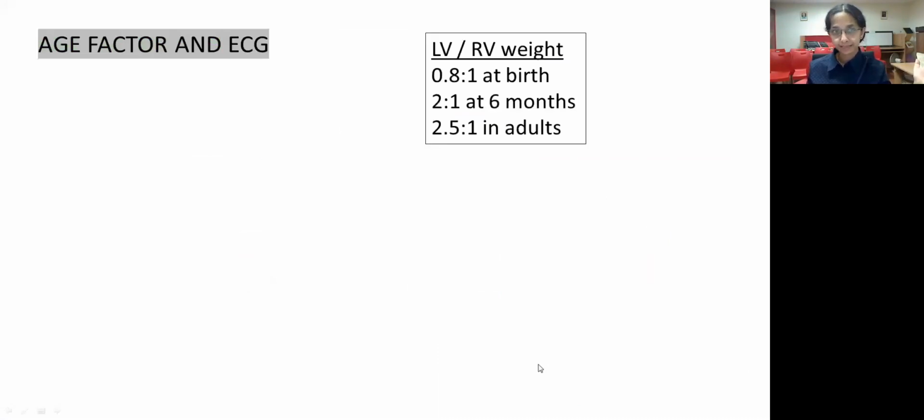Before we go into the axis, there is a little correlation between the hypertrophy of the ventricles and the axis. So now let's see how age can make a difference, because we all look at children ranging from day 1 to 15 years or 18 years old. Now, how is it different? The left ventricle and the right ventricle weight ratio is different. It's different at birth and it's different in an adult. In a newborn, the right ventricle weighs more than the left with a ratio of 1:0.8, whereas in an adult, the left ventricle weighs more than the right ventricle, up to 2.5:1.